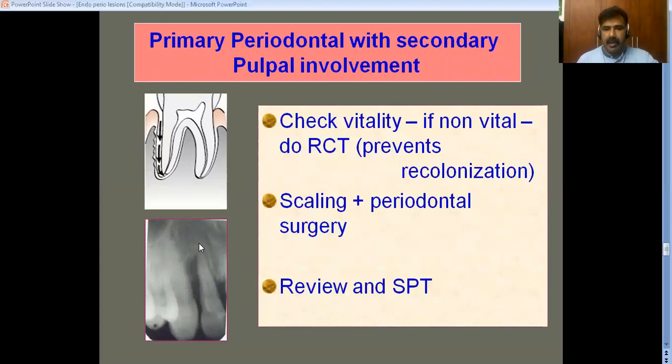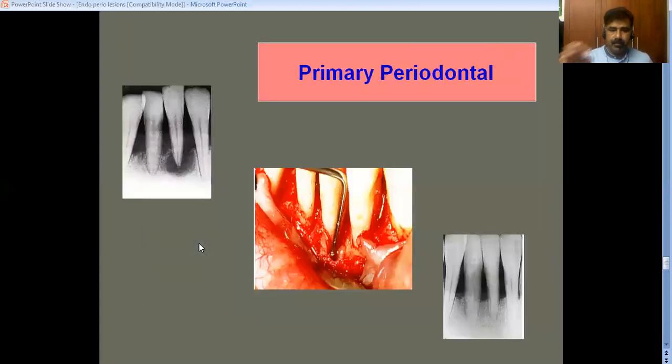If it is a primary pulpal involvement with secondary periodontal involvement, all you have to do is endodontic treatment and scaling. But if it is periodontal with secondary pulpal involvement, where the pulp is non-vital, then you do a root canal first, then you do a flap surgery, and then you put the patient on review and SPT.